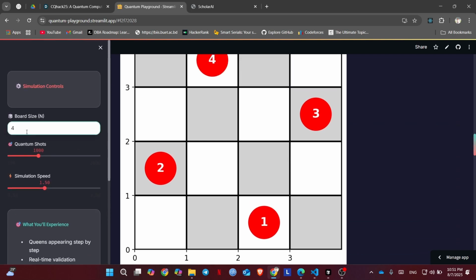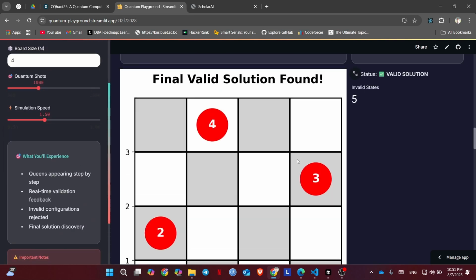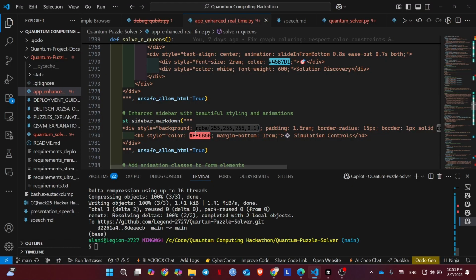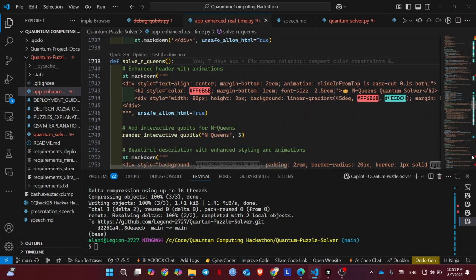So you can choose from here 5 or 6 queens. Obviously it may take more time. And for n equal to 2 or 3, there is no valid solution. So let's see how we have implemented this and why we have implemented it. So this is our n-queens problem solution.